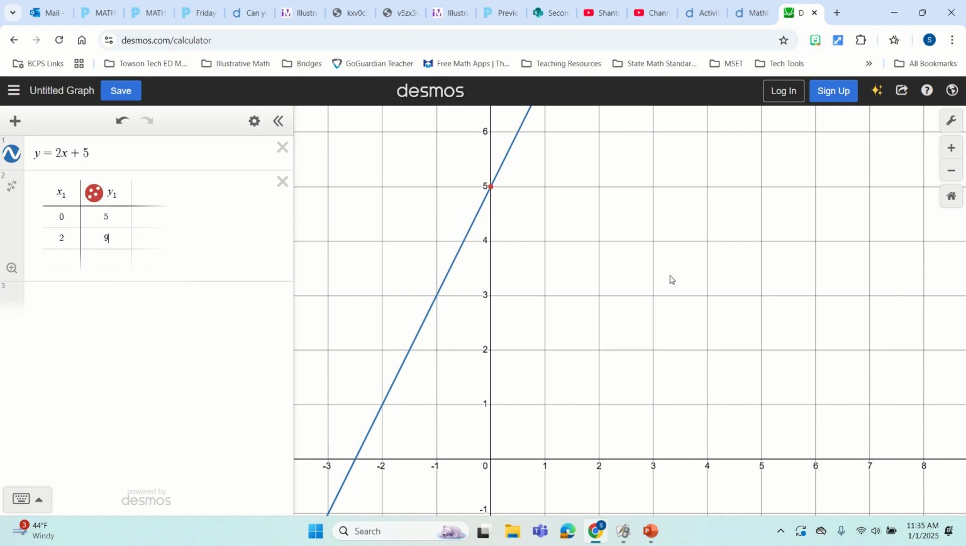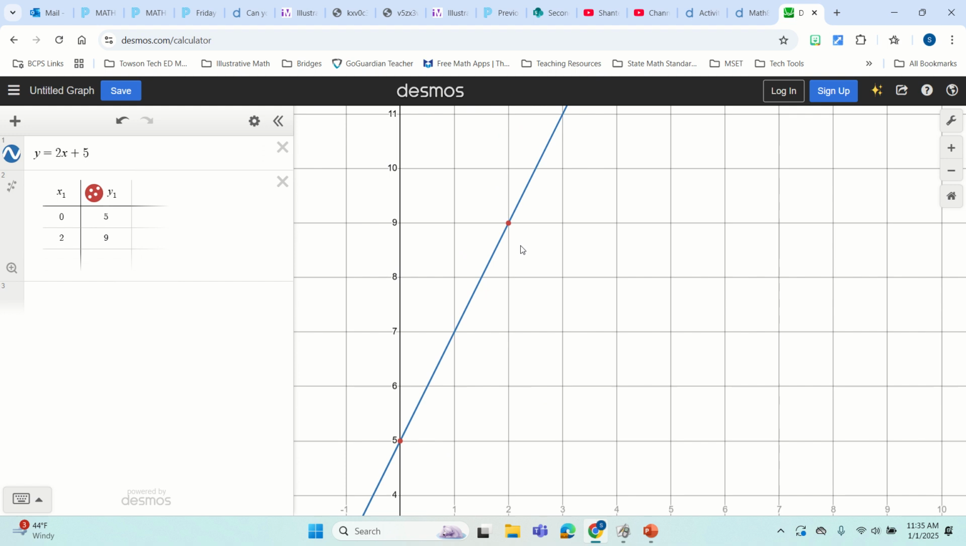Now I can scroll up and see that that point is on the graph. See that? So if I buy 2 carnival tickets, I'm going to pay $9 in total.